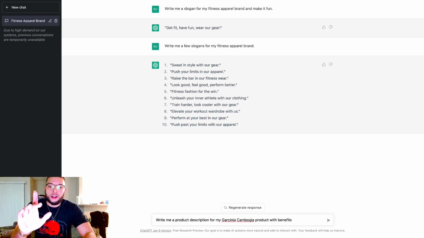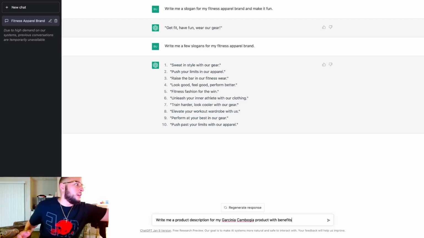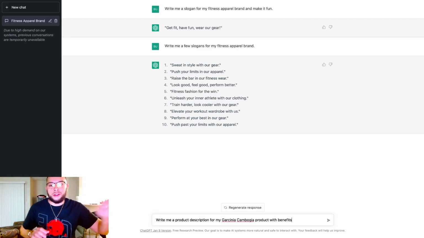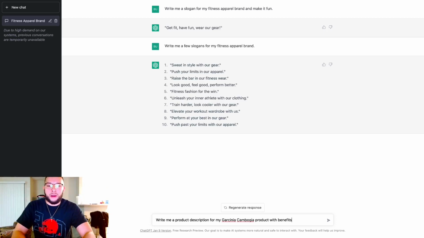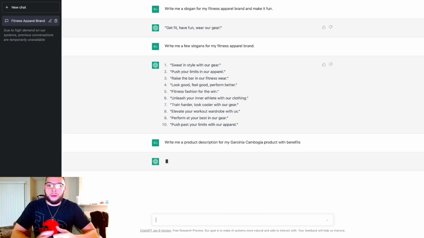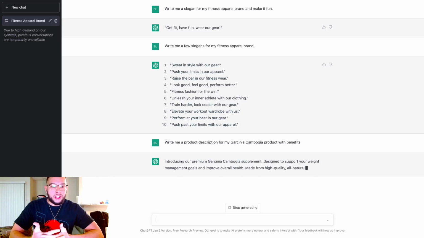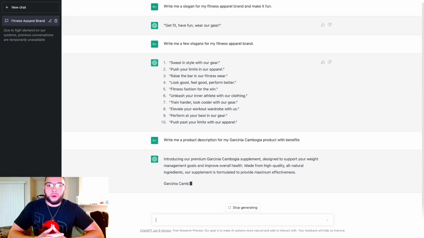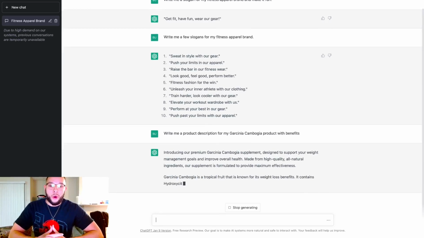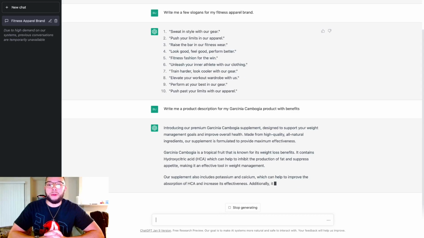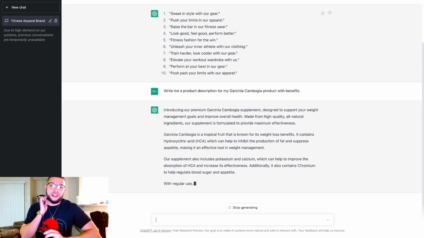If you don't know what Garcinia Cambogia is, it's literally a weight loss product. I've sold these before, sold thousands of bottles of those. So it's something that I feel comfortable talking about. So here we go. Introducing our premium Garcinia Cambogia supplement, designed to support your weight loss management goals and improve overall health. Made from high quality, all natural ingredients, our supplement is formulated to provide maximum effectiveness. And it just goes on.